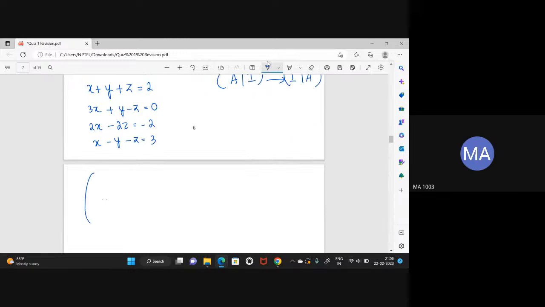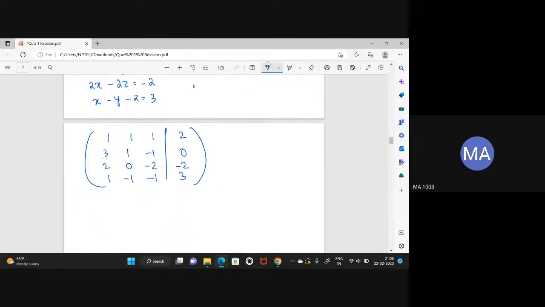Okay, let's solve this system. First we write down the augmented matrix. That's going to be 1, 1, 1, 2, 3, 1, minus 1, 0, 2, 0, minus 2, minus 2, 1, minus 1, minus 1, 3.